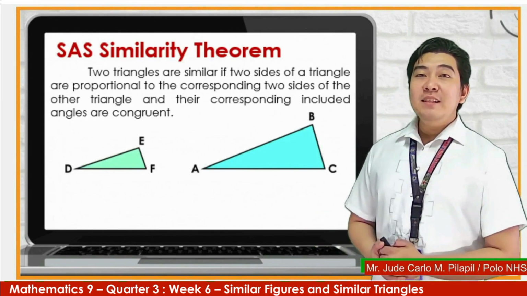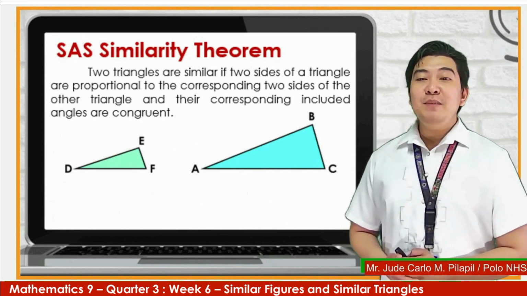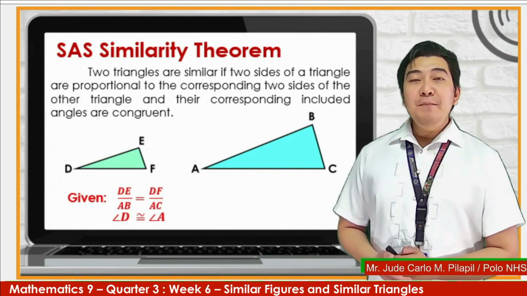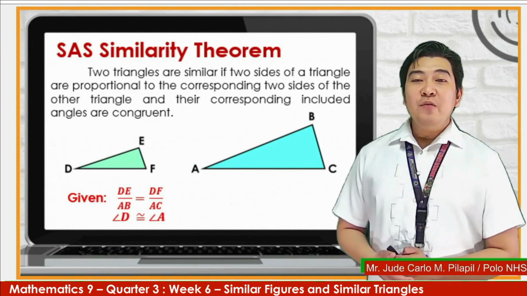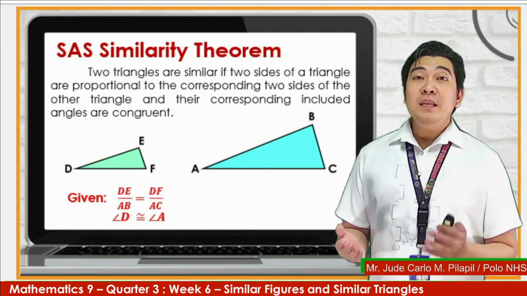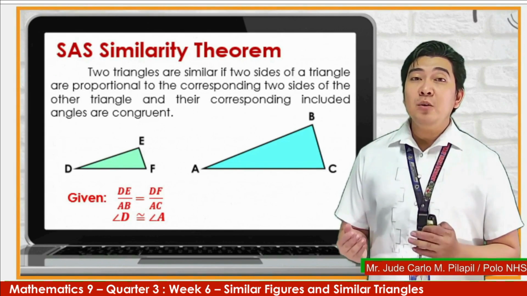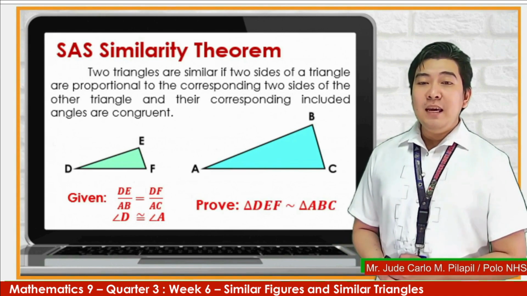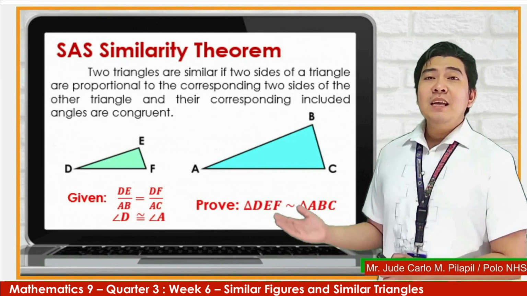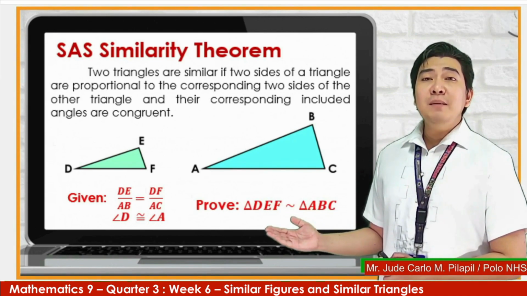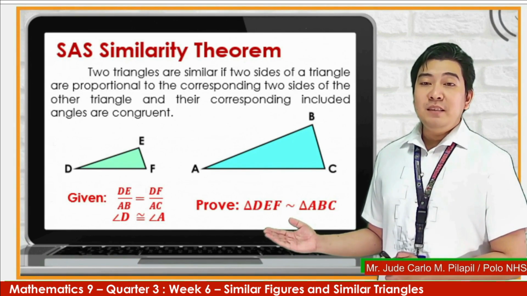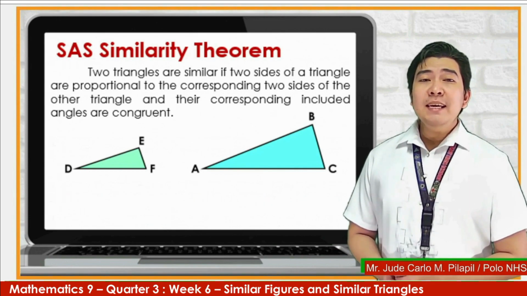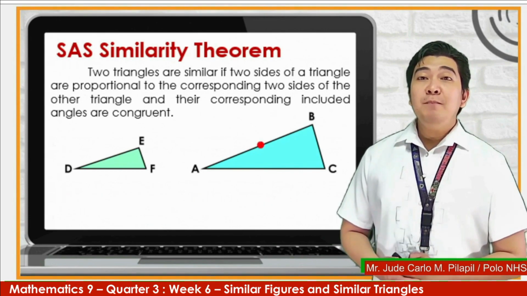Suppose we have triangle DEF and triangle ABC. Given that DE over AB is equal to DF over AC, so that will be the proportion made out of the ratios of the sides, and angle D is congruent to angle A, let us prove that triangle DEF is similar to triangle ABC. Before we proceed to the proof, on triangle ABC, let us locate point X.